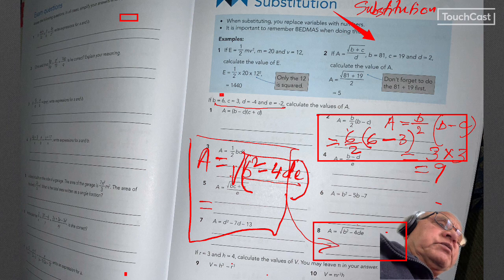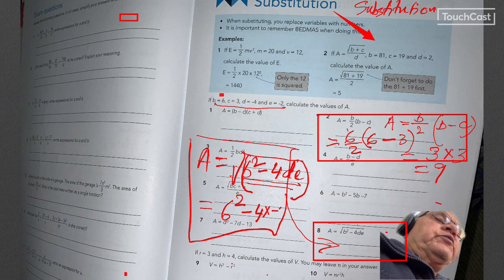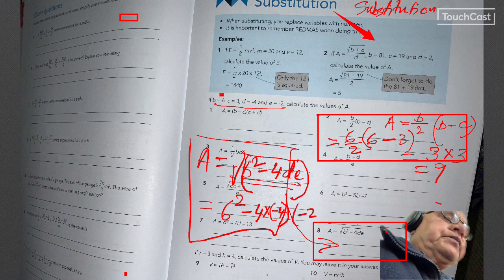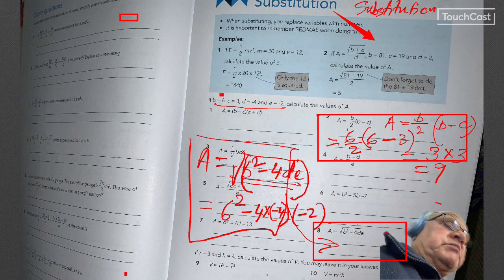So first thing we got to do is work out the value for B squared, which is 6 squared minus 4 times it by -4, and that is going to have some consequence, and that's the reason I enclose that within a bracket. And E is also negative, and I'm going to times it by -2. Once again, I'm going to enclose that within a bracket.